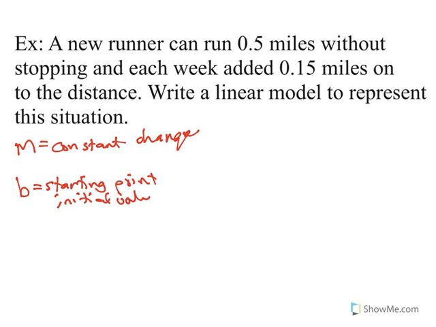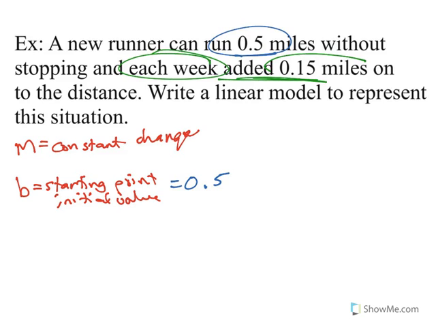So knowing that, let's go back to our question. A new runner can run 0.5 miles without stopping. Well, that's our starting point. That's how much we can run at the very beginning. The constant change, well, we're adding 0.15 miles to the distance each week. So constant change over time. So our slope is 0.15.